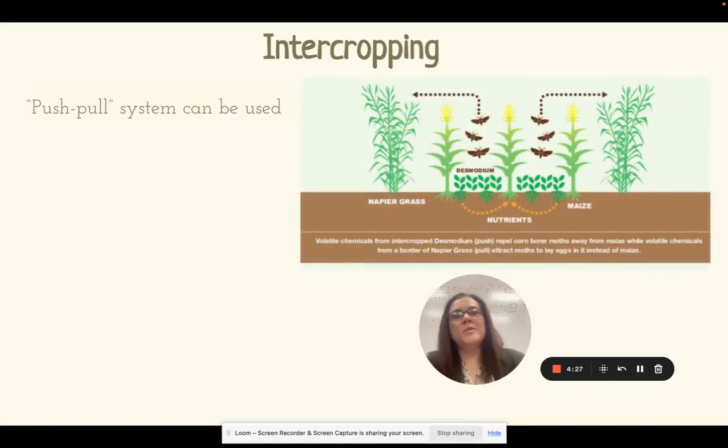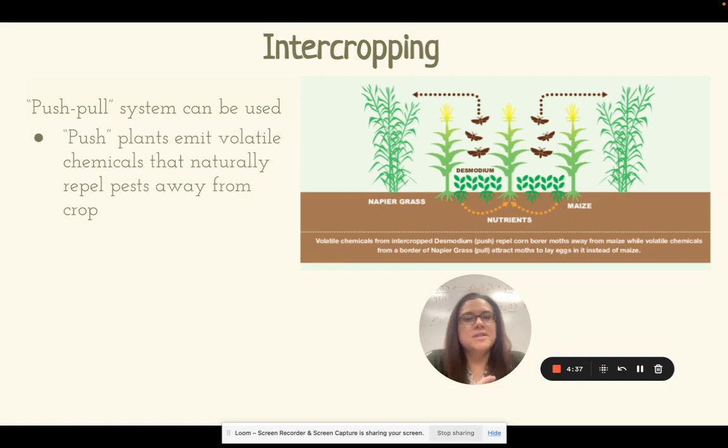Okay, so let's talk a little more about intercropping now that I have this here, because I needed this image before. The idea with intercropping is it's something called a push-pull system. What they'll do is plant what we call push plants, which emit a chemical that whatever the pest species is doesn't like. It will repel it. In this specific example, they planted desmodium between their corn, and desmodium produces a chemical that many moth species do not like at all. So it's going to push the moths away from the crop.